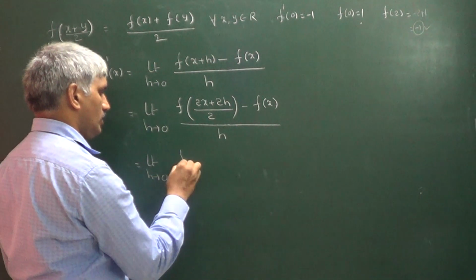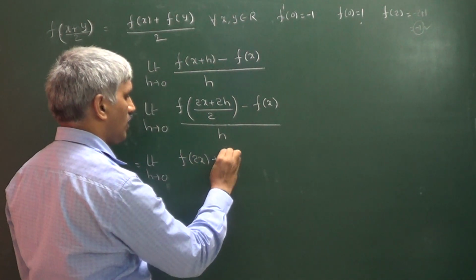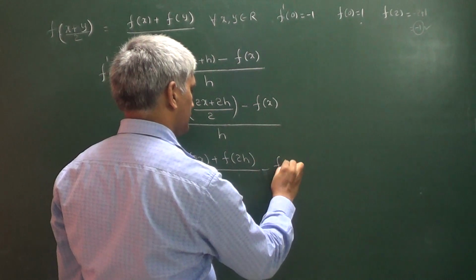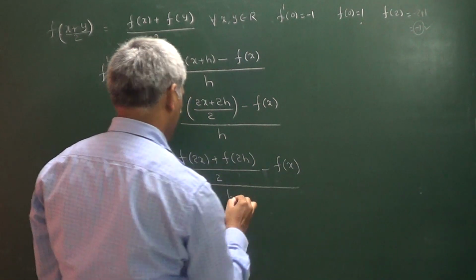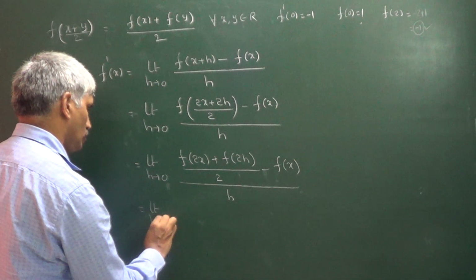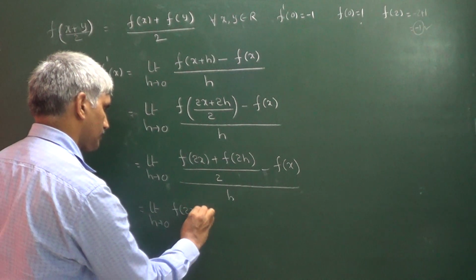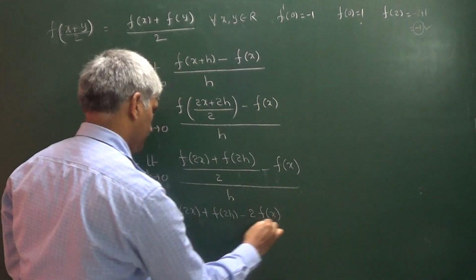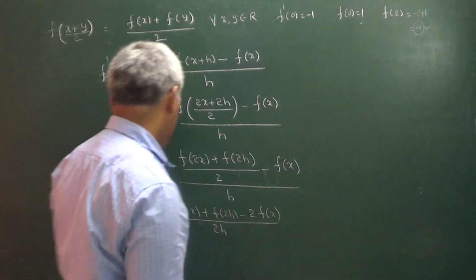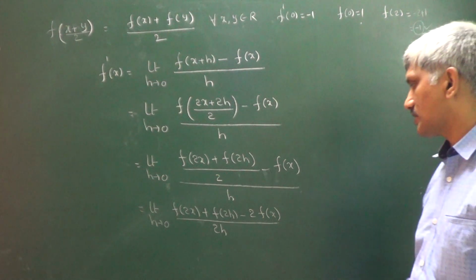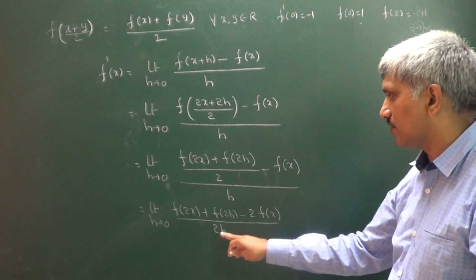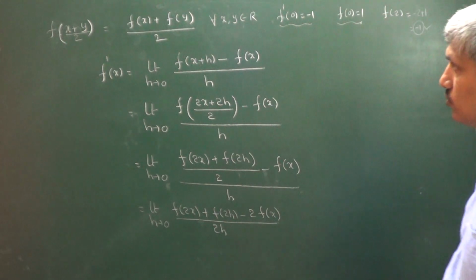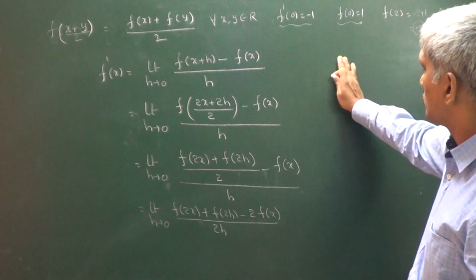Limit h tends to 0 f of 2x plus f of 2h divided by 2 minus f of x divided by h. Again that can be written as limit h tends to 0 f of 2x plus f of 2h minus 2 times f of x divided by 2h we got. So now what to do here? But we know the value of f dash of 0 and f of 0. Those two informations we know, right? So here what can we write?